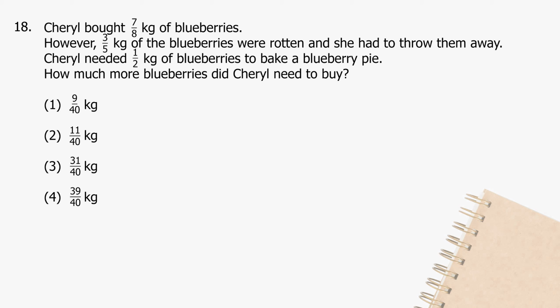Question 18. Cheryl bought 7/8 of a kilogram of blueberries. However, 3/5 of a kilogram of the blueberries were rotten, and she had to throw them away. Cheryl needed 1/2 kilogram of blueberries to bake a blueberry pie. How much more blueberries did Cheryl need to buy?